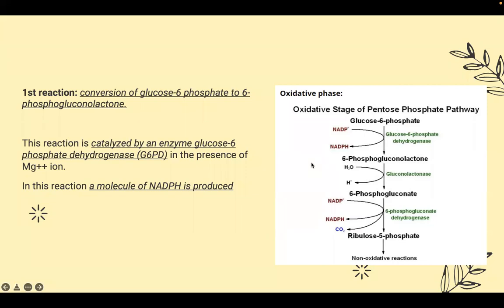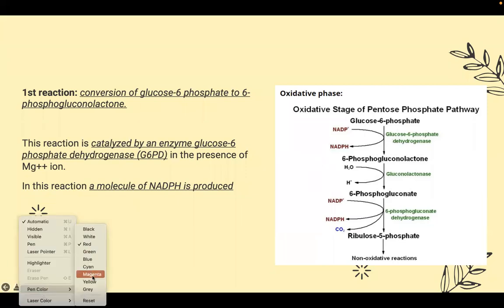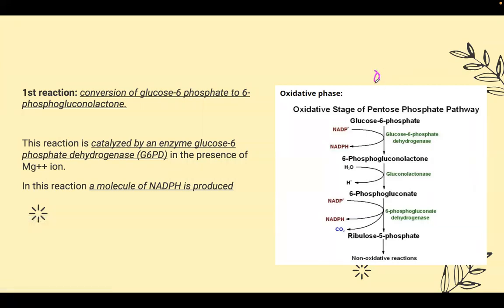First reaction is the conversion. Sa zero reaction, meron kang glucose. Naging glucose 6-phosphate. And then ang first reaction mo ay ito na. With the help of the enzyme, your G6PD, glucose 6-phosphate dehydrogenase, in the presence of magnesium ion, in this reaction, a molecule of NADPH is produced. Tingnan po sa left side, nakaproduce na po siya ng NADPH. Ito na yung product niya.